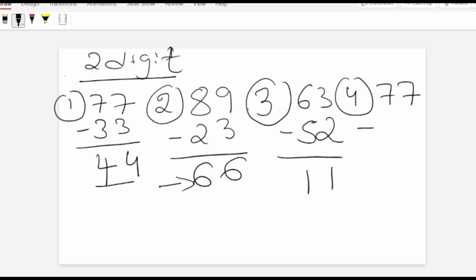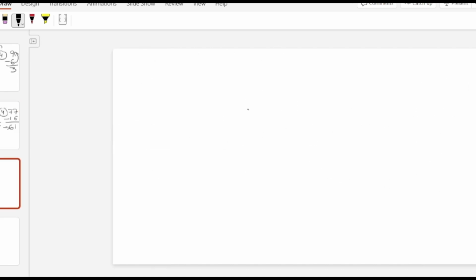77 minus 16. How much do you get? 7 minus 6, how much? 1. 7 minus 1 equal to how much? Yes, very good. 6. The answer is 61. This is a two-digit number. These are simple examples. Let's go to a new example, we'll make it tougher.